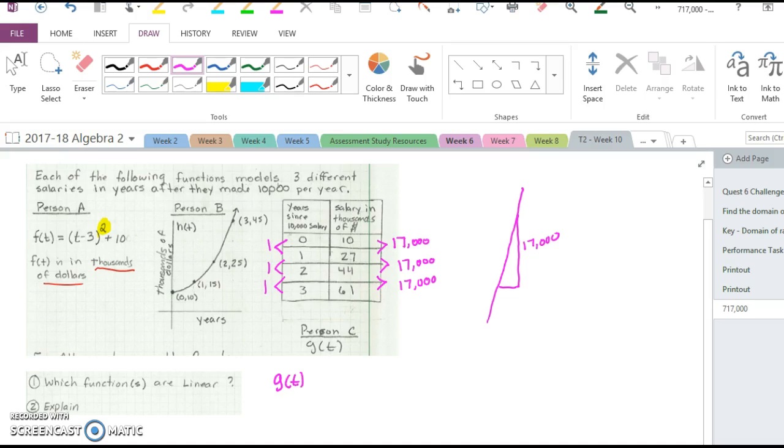And we would say the reason would be the slope is constant. We go over 1 year, up the constant $17,000.